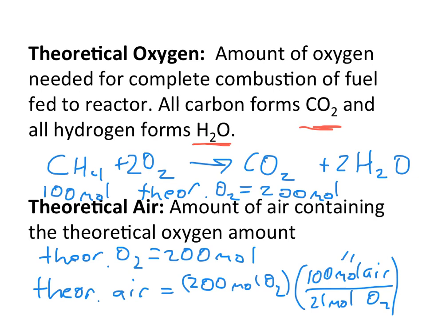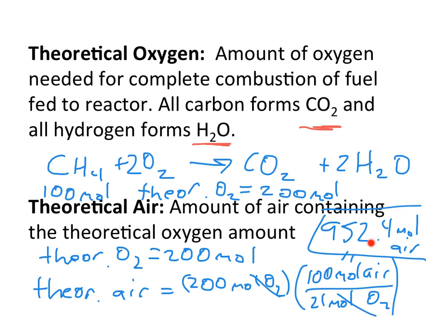And so this is where we use the mole fraction, or the ratio here. I have 200 moles of oxygen I need, and I know that 100 moles of air has 21 moles of oxygen. So I can just plug this in here. And if I do the math, my final result, the theoretical amount of air, is 952.4 moles of air. So this is the amount of air I would need to completely combust 100 moles of CH4, or 100 moles of methane. And that's the concept of theoretical oxygen and theoretical air. How much do we need to completely combust something?